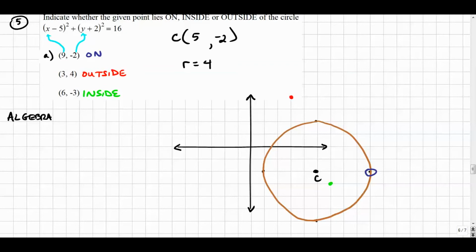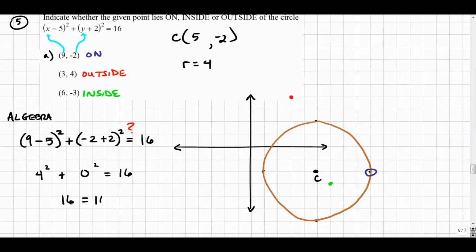So here we go. Let's do 9 minus 5 quantity squared plus -2 plus 2 quantity squared, and you're really trying to determine if that equals 16. So we put a little question mark above that. 9 minus 5 is 4 squared. This is 0 squared. Does that equal 16? Well, 16 equals 16. That's true. So when left side equals right side, you can see that it lies on the circle. So that blue dot is literally on the circle.